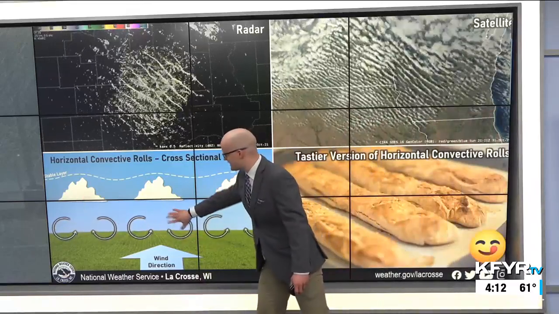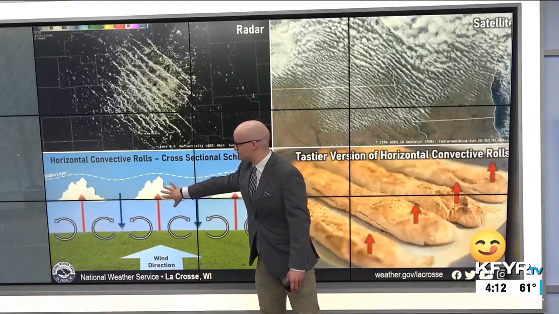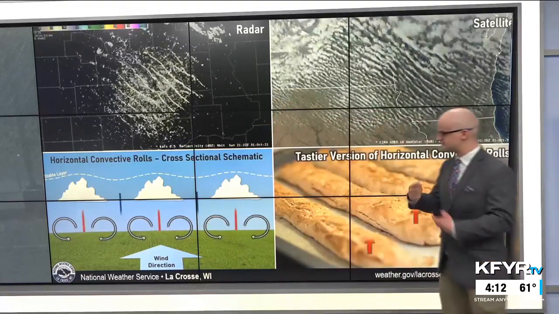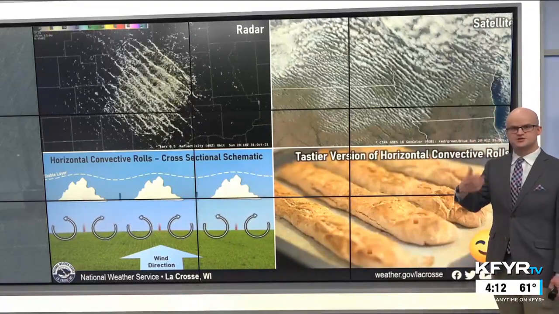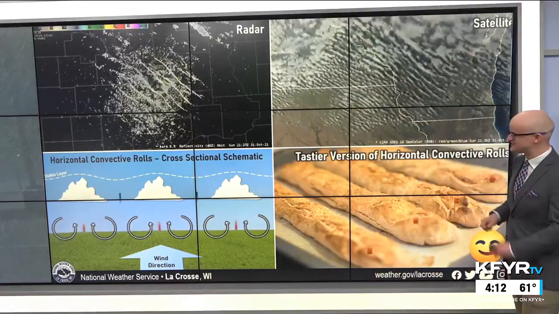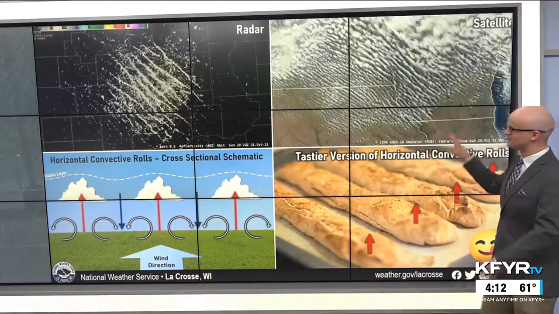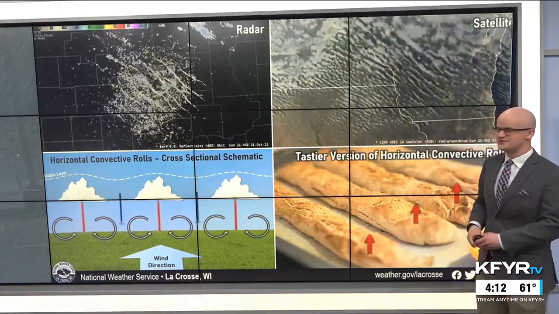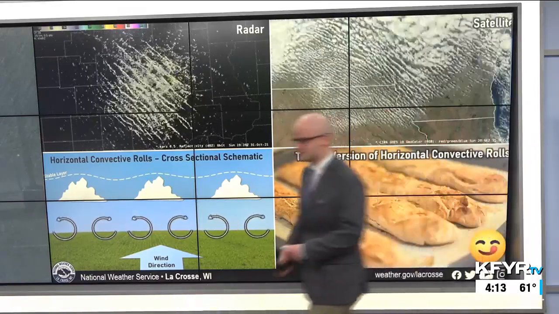So you have the rising air, it condenses, there's enough moisture to form those clouds, and then it sinks in that convective nature. That's where the name comes from, and kind of like in your oven, this is a little bit of a tastier version of the horizontal convective rolls, but you get the idea with a couple of those satellite images up there about what we're talking about.